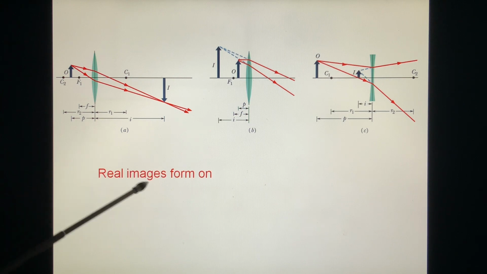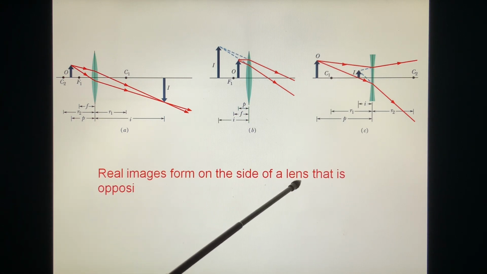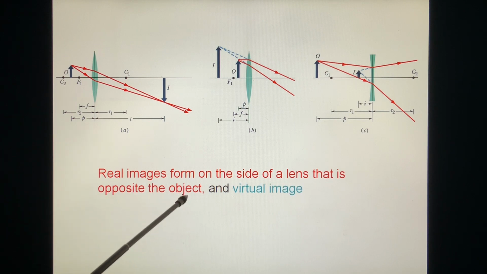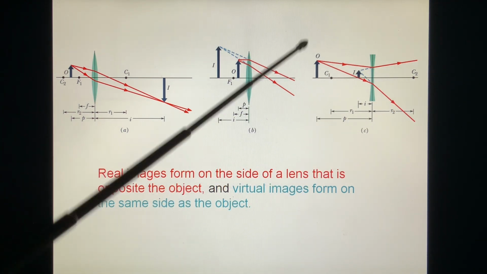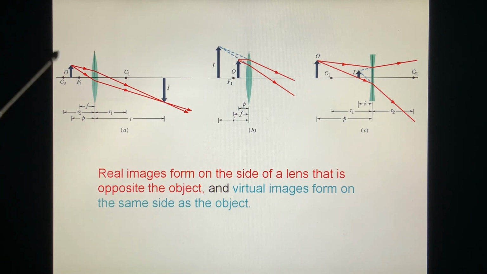A real image is formed on the side of the lens that is opposite the object, and a virtual image is formed on the same side as the object. A lens is different from a mirror. In the case of a mirror, behind the mirror is the virtual side, but in the case of a lens, the side after the lens is the real side. Okay, so this is the real side, and the same side as the object is called the virtual side.